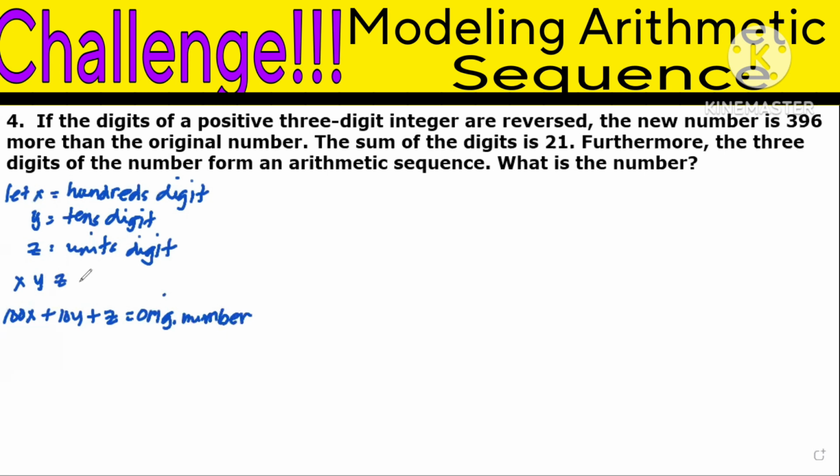Now, if the digits are reversed, we have z, y, and x. So notice that the digits that swapped are x and z only, no? y remains in the tens digit. So if z, y, x is the new order of the digits, then the new number would be multiplying it by its corresponding place value. We have 100z plus 10y plus x is the reversed or the new number.